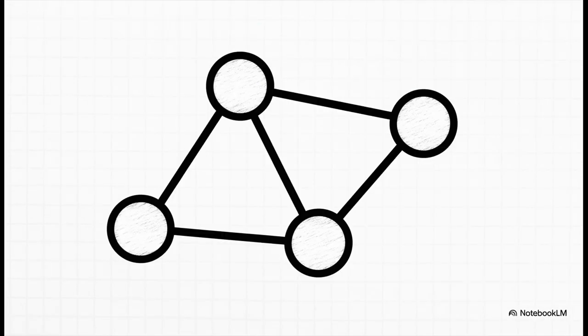Just watch this. We start with our vertices, the dots. These dots could be anything: cities on a map, people in your social network, or web pages on the internet. Then we add the edges, the lines, which represent the connections between them, the roads, the friendships, the hyperlinks. And all of a sudden, an abstract mess of relationships becomes a tangible map that we can actually analyze.